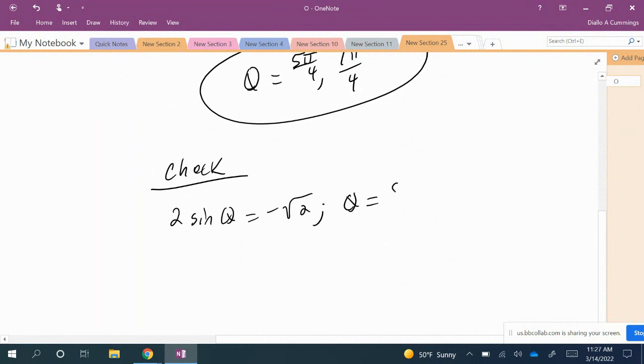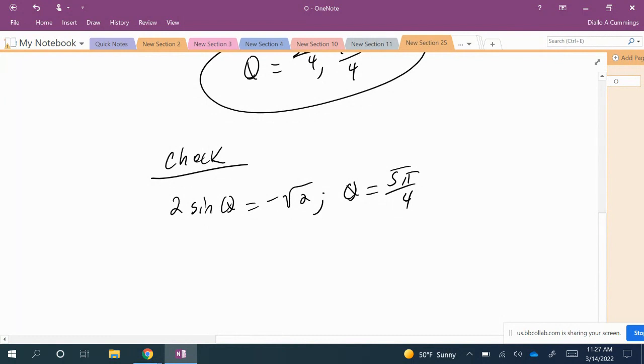And I want to substitute. Remember, you can only substitute one value at a time. So first we're going to check 5 pi over 4. I'm going to substitute theta for 5 pi over 4. So we have 2 times the sine of 5 pi over 4 is equal to negative square root of 2. I next want to evaluate the sine of 5 pi over 4.